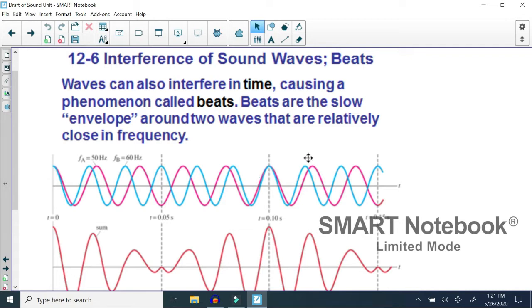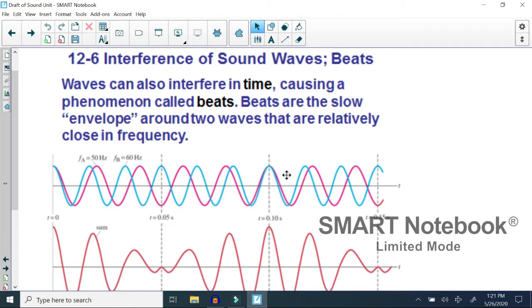So at 0.1 seconds in this graph, this is going to be a very loud sound. At 0.05 seconds, it's going to be a very soft sound. And then at 0.15, we're back to a soft sound again. So you have this beating. You have this situation where the volume is loud at one point and then quiet at another point, and it's oscillating back and forth between those two.